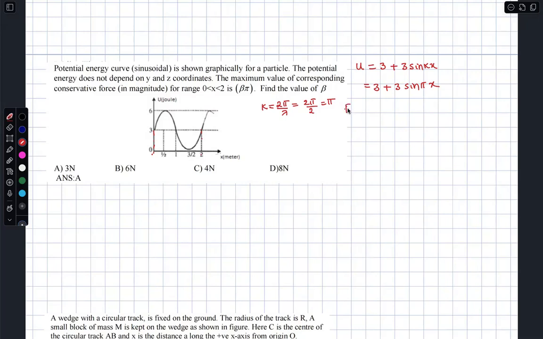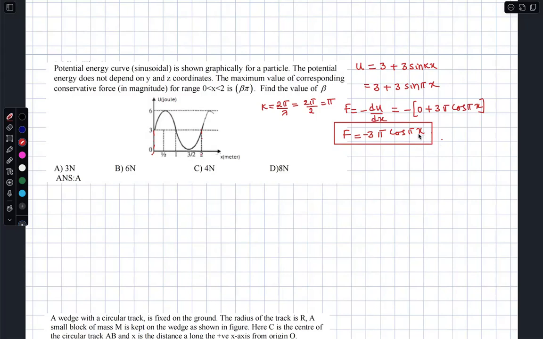Now, what is F? F is minus dU by dx. Minus of 0 plus 3 pi cos pi x. So the F graph is 3 pi minus 3 pi cos pi x. That is the force function of x.